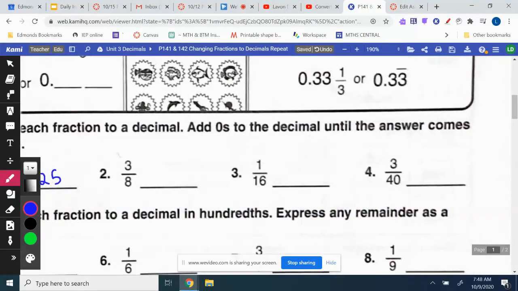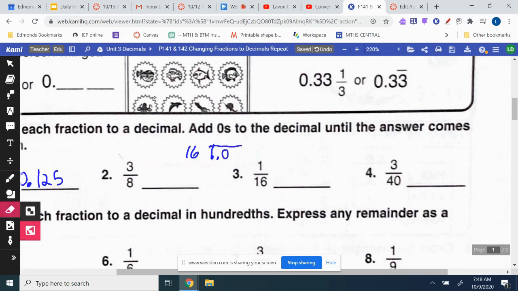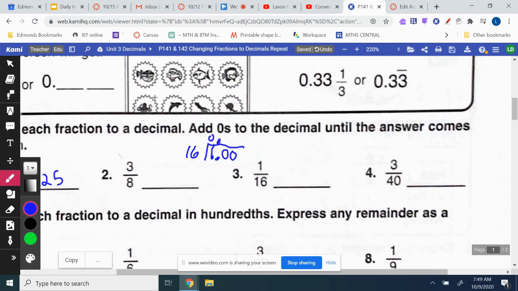So let's try number 3. And I'm going to do that over here. 16 doesn't go into 1. It doesn't go into 10. So I'm going to add a 0. I bring up my decimal place to hold it, and I put placeholding zeros in that place. 16 into 100. I know it goes in there.